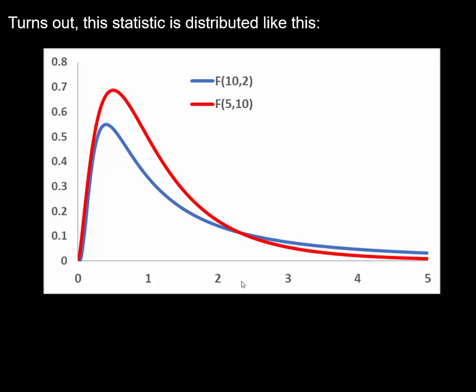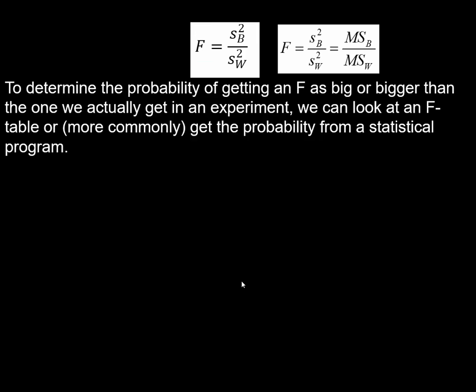You can see one difference between this and the normal, or the t for that matter. F distributions are not symmetric. They're not symmetric about their mean, so it's more like the chi-square distribution in that sense.